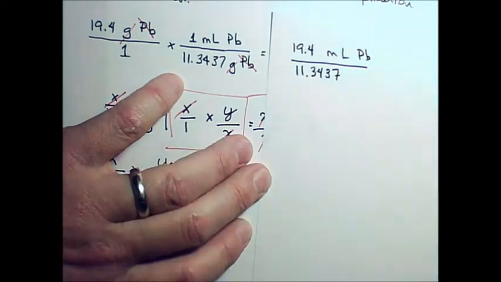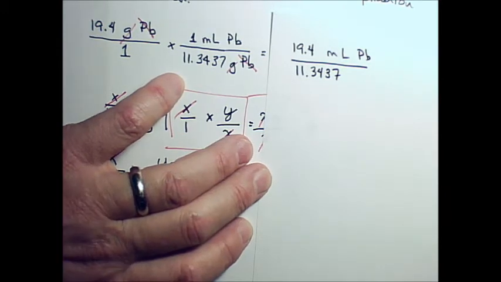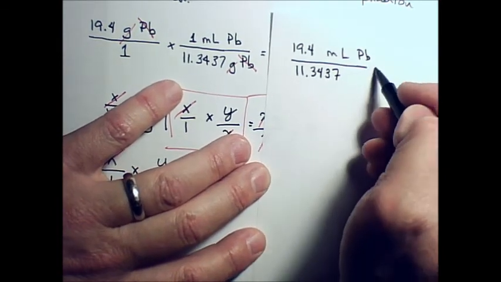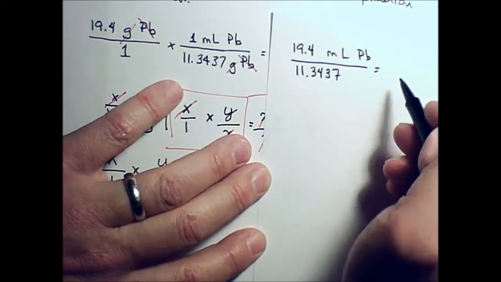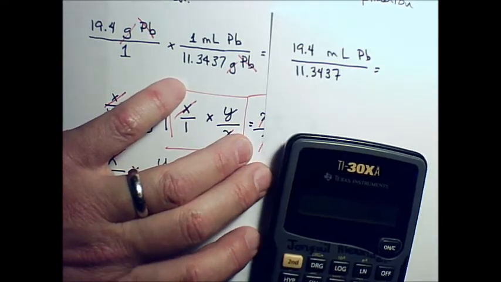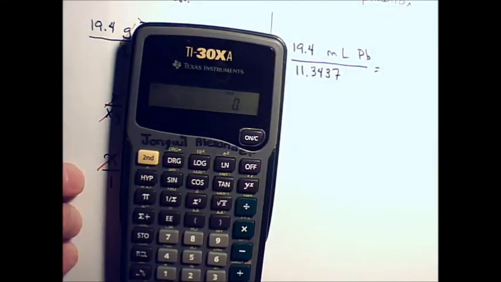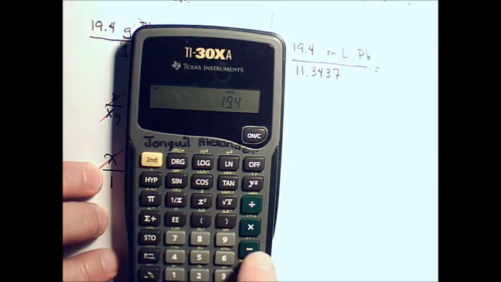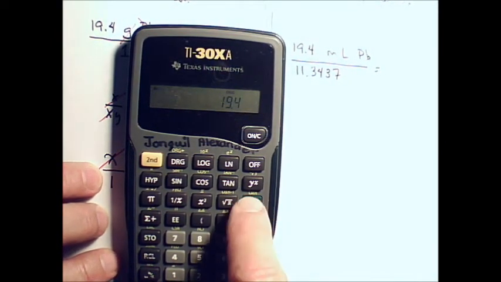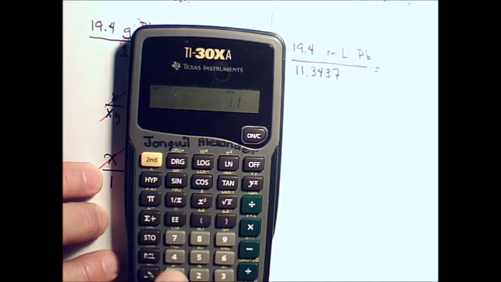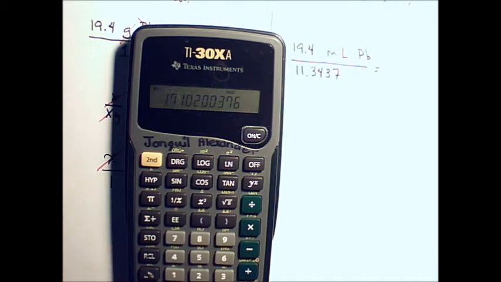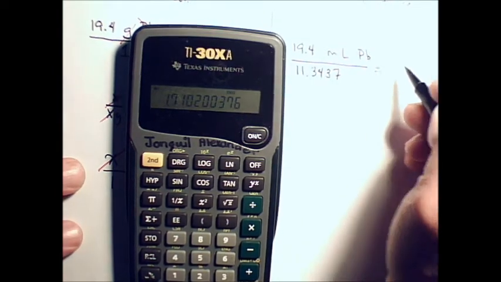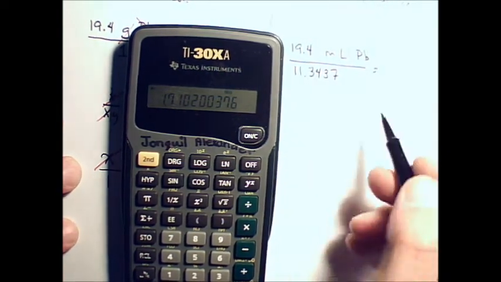Okay, does everybody understand what I did there? Okay. And then I can go ahead and do the math here, right? So let's take 19.4 and divide it by 11.3437, and I get this really long number. I can barely see that. I'm going to write it out for you.